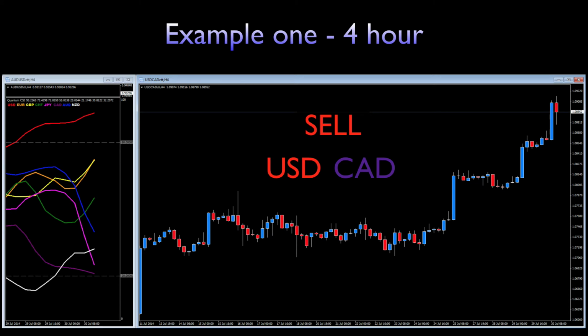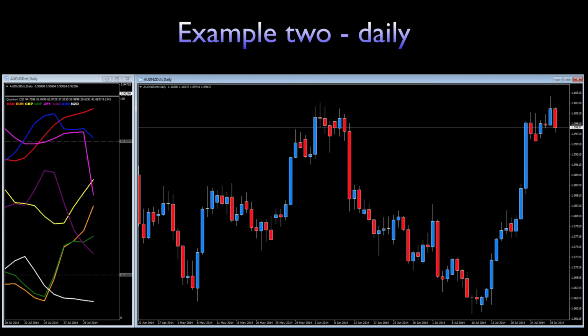Now let's move to the daily chart. And here we've got a couple of alternatives. As you can see, once again, starting with the currency strength indicator on the left, in the overbought region, we have the US dollar, the red line, and we've got the Aussie dollar, the blue line, both well into that area. And to the bottom of the indicator, in the oversold region, we have the white line, the New Zealand dollar. So a couple of alternatives here to consider.